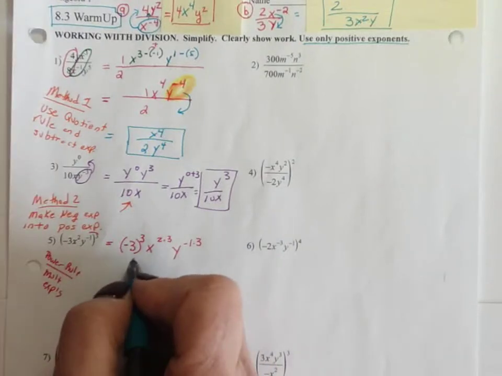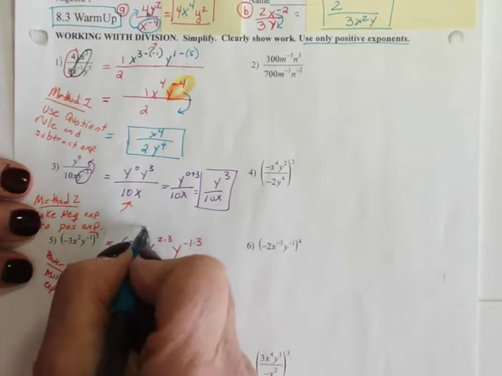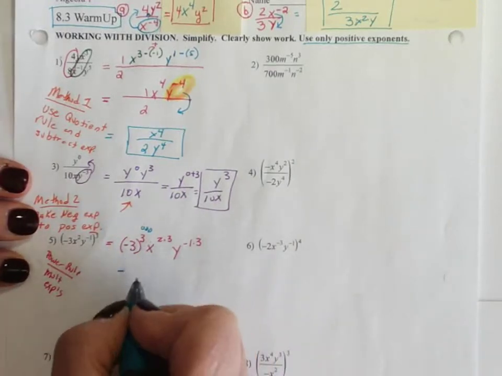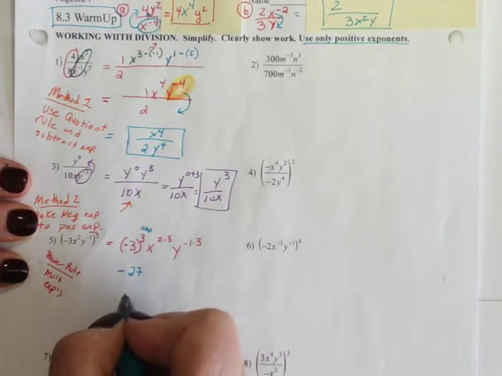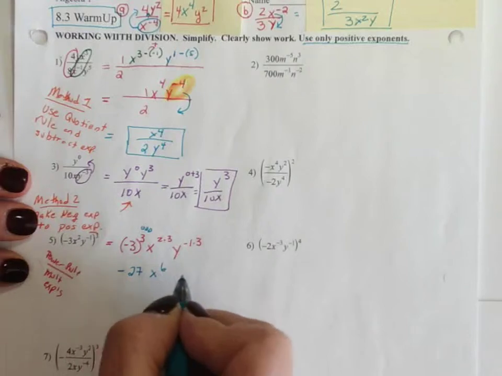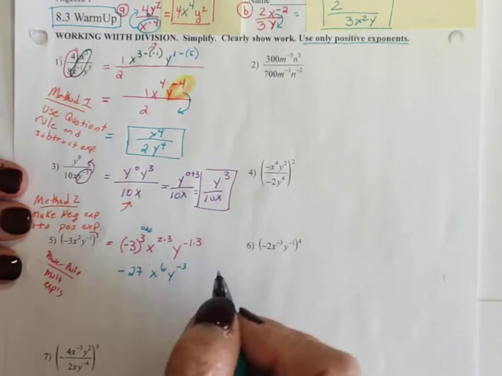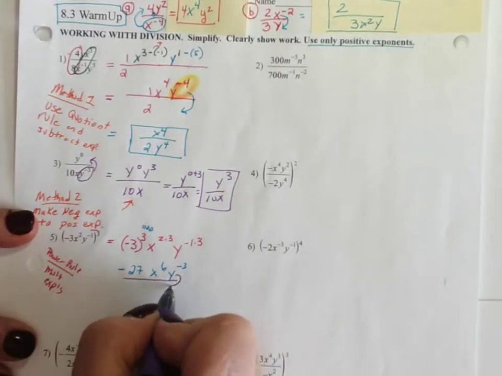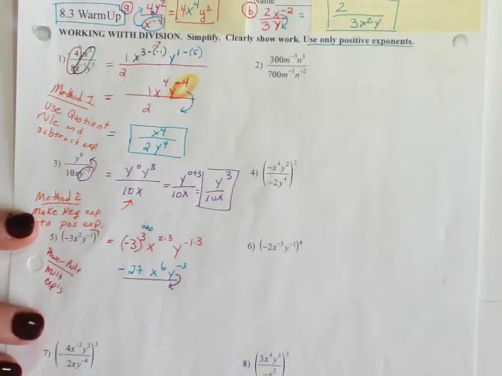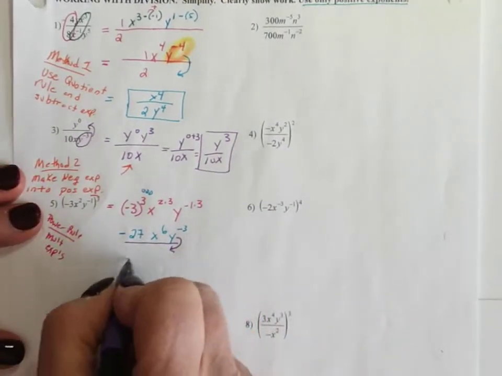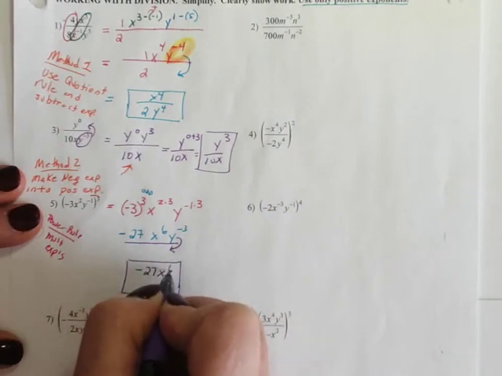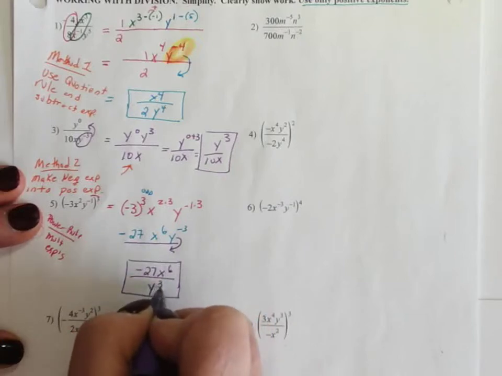Now we're going to simplify this. So negative 3 to an odd exponent means the answer is going to be negative. 3 times 3 times 3 is 27. 2 times 3, x to the 6th, and y to the negative 3. But we're not done. Just put a line here, and this has to go to the denominator to make it happy. So my final answer is negative 27 x to the 6th over y cubed.